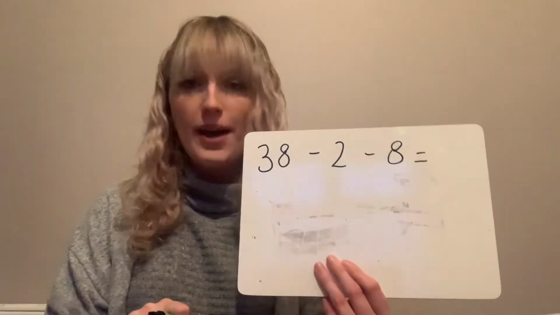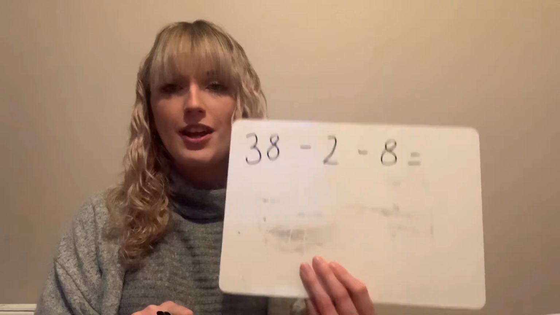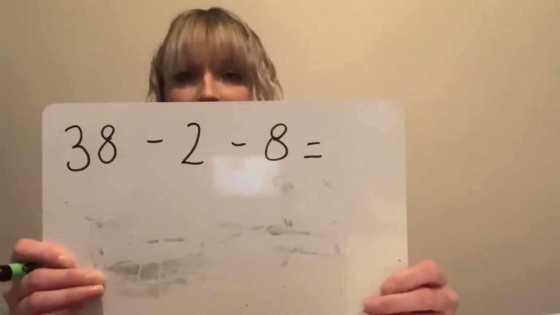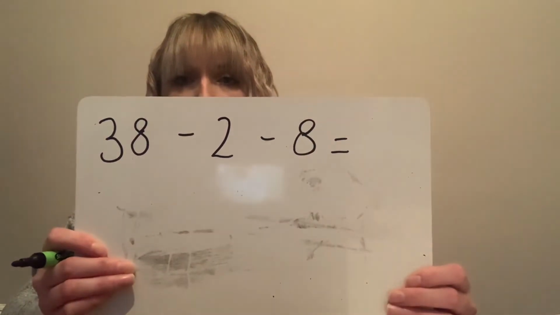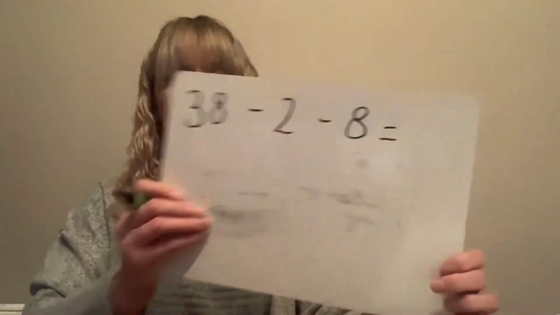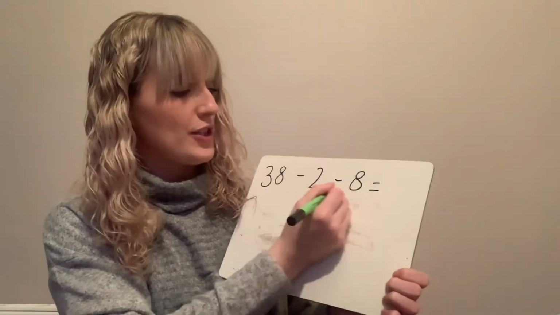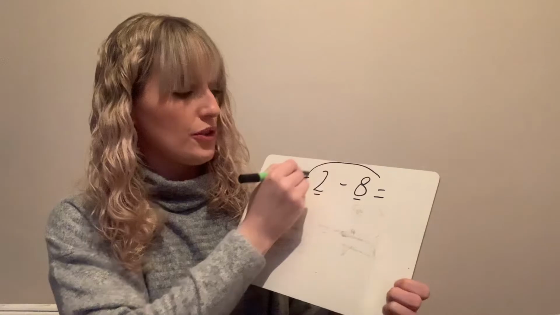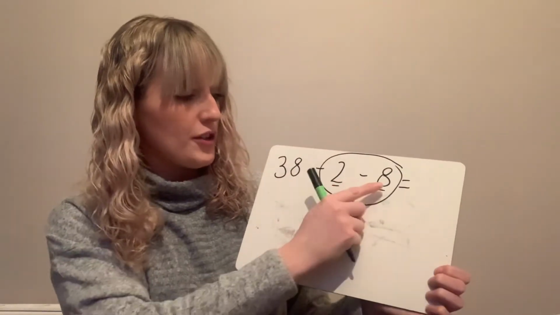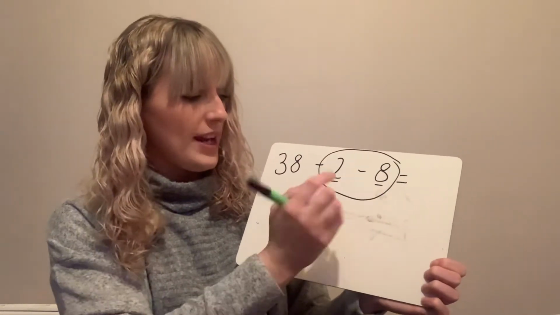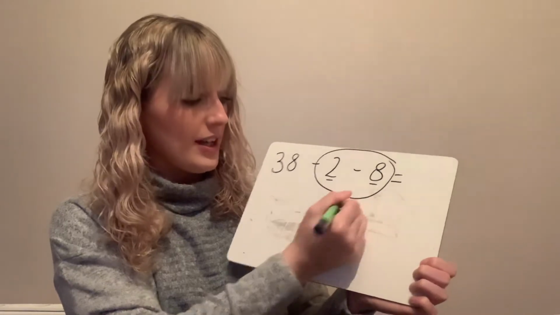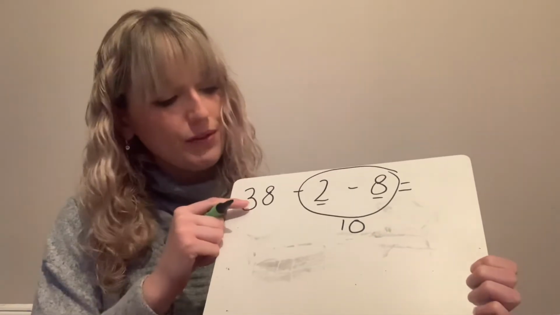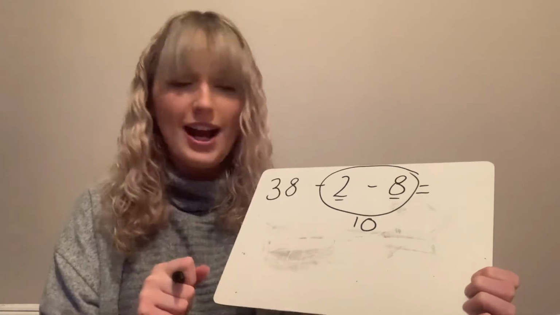Now straight away I can spot a number bond. Can you spot it? Have a little look. What number bonds make 10? Okay, well done if you said 2 and 8. So the total of the numbers we've got to subtract, we know that 2 and 8, or 8 and 2, is 10. So you can do 38 subtract 10.